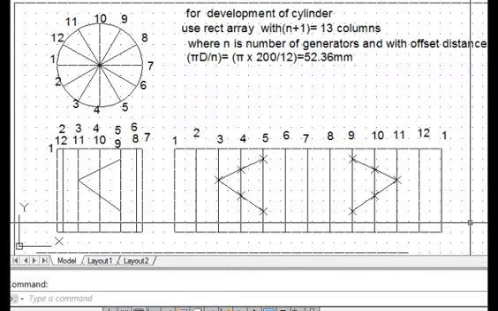So this way, the development of a profile on a cylinder can also be done using the concept of generators.